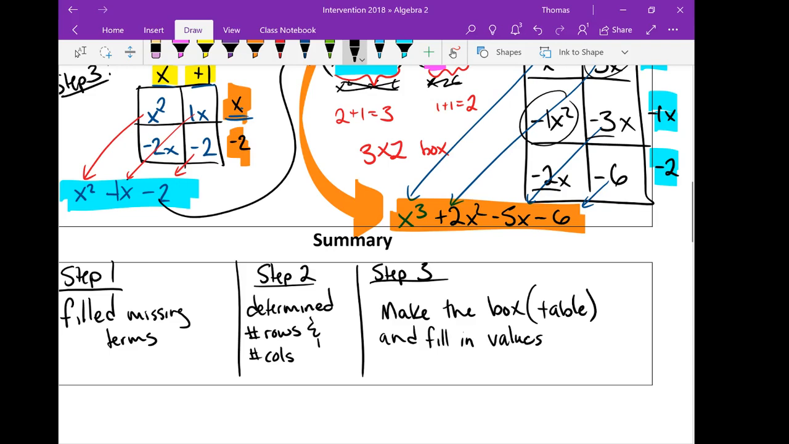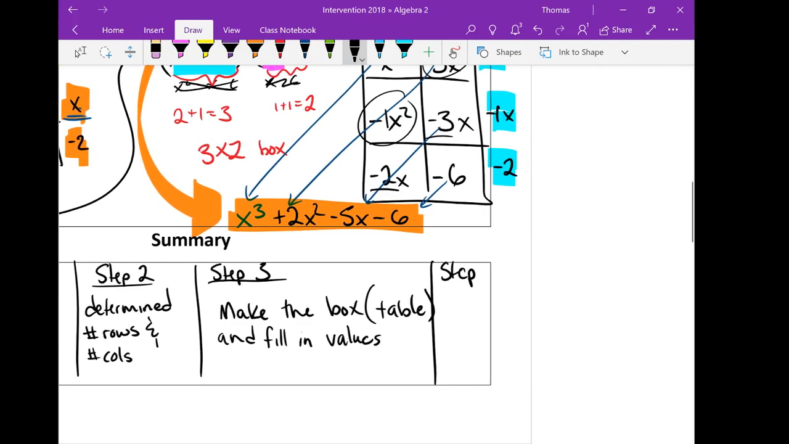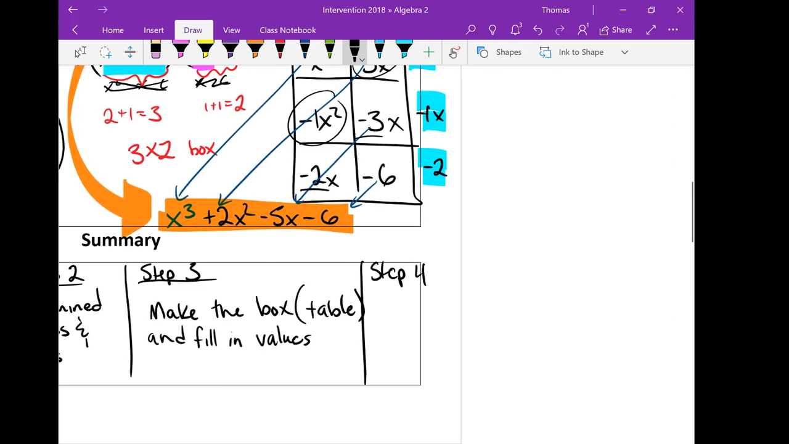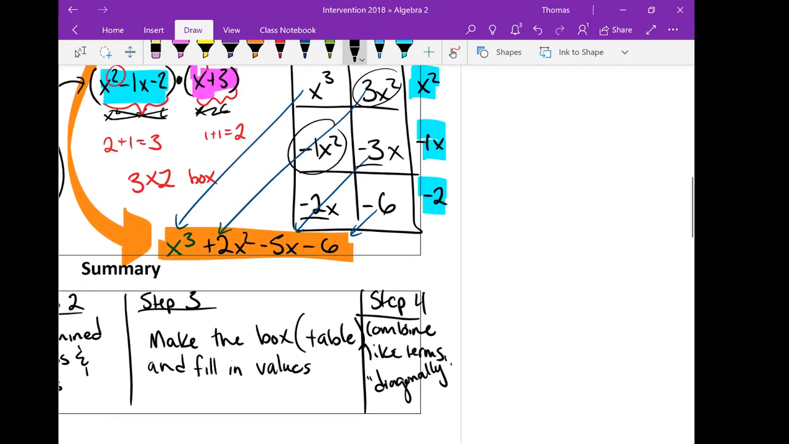And then I guess actually our last step, our sort of step 4 that we didn't mention before, was to combine our like terms. And we did that diagonally. Just like in this above, these blue arrows going diagonally. I'll go over them again in black. That's how we were able to tally up our like terms.